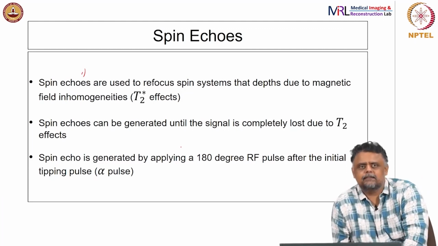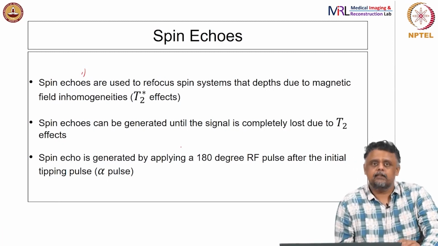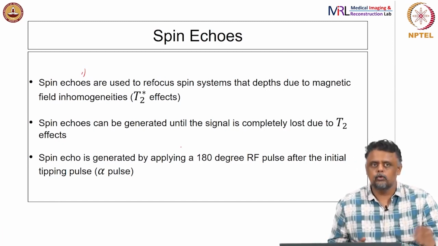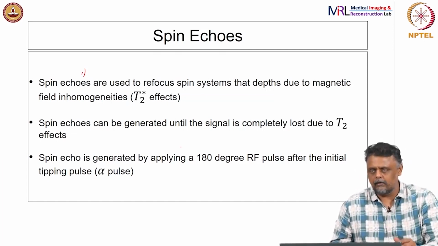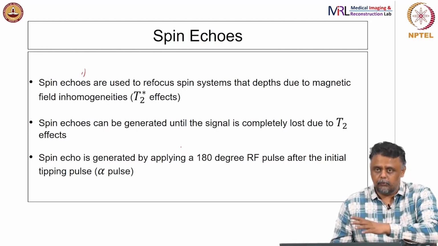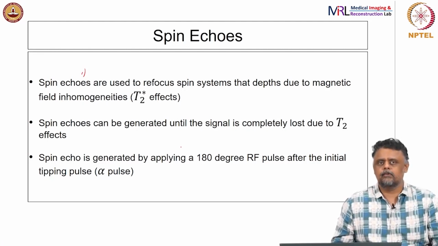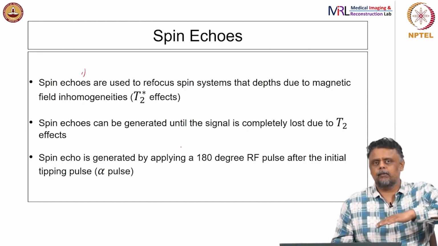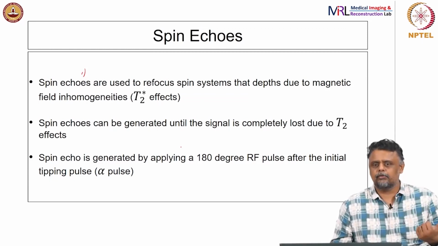The spin echo is basically generated by applying a 180 degree RF pulse after the initial tipping pulse. So, you tip the spins into the plane, or at some angle alpha, using the RF pulse, and then you apply one more pulse which will flip it another 180 degrees. So, it is basically reversing it. If you think of it as a 90 degree flip, it flips into the plane, and then if you do the 180 degree, it will just flip out in the opposite direction.